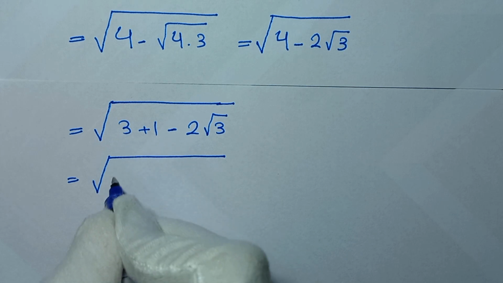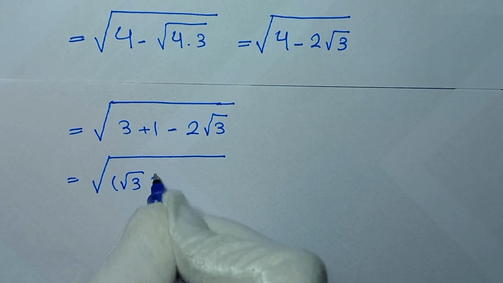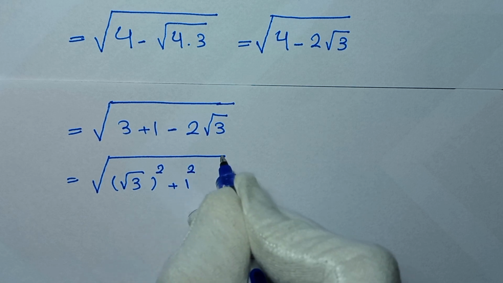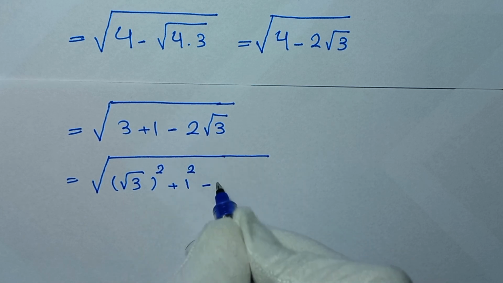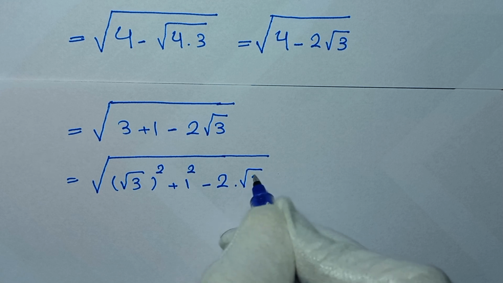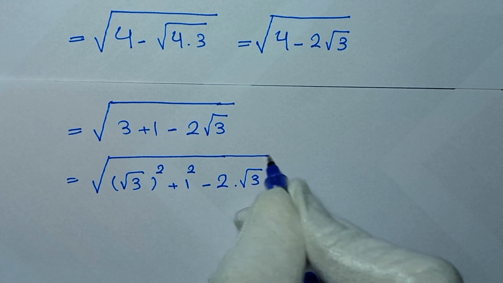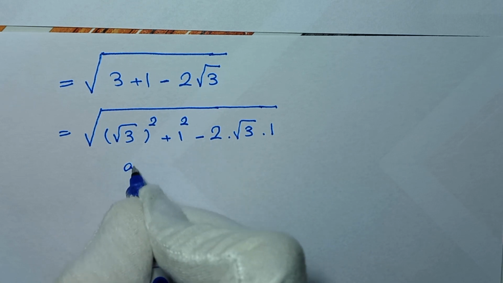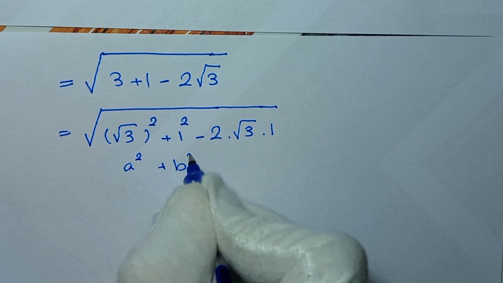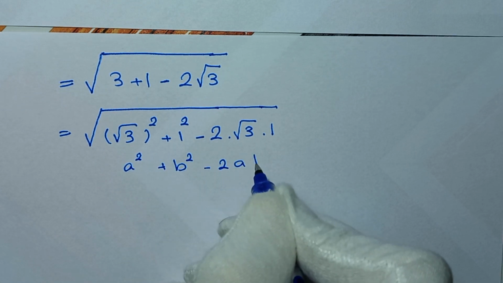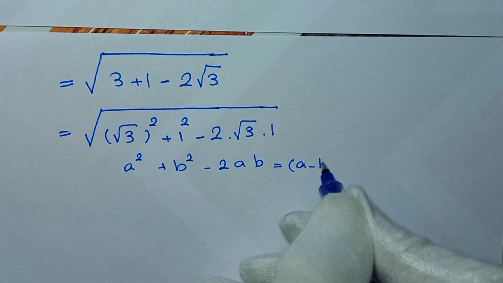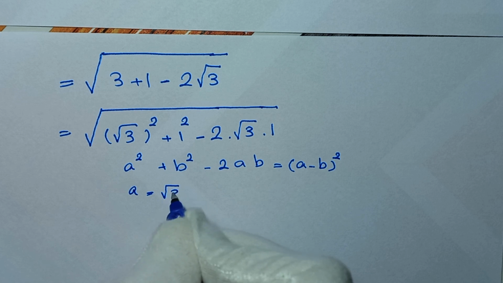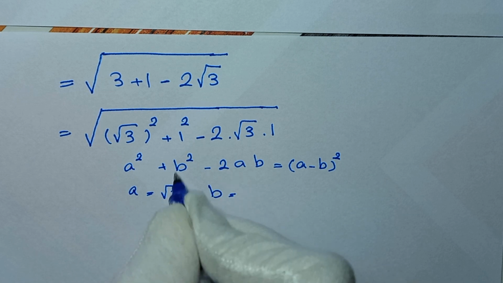3 as square root of 3 to the power of 2, and plus we can write 1 as 1 to the power of 2, and minus, in here we can write this as 2 times square root of 3 and times 1, right? So in the next step, this is in the form of a square plus b square minus 2ab, and is equal to a minus b to the power of 2, which is a in here is square root of 3 and b in here is 1.